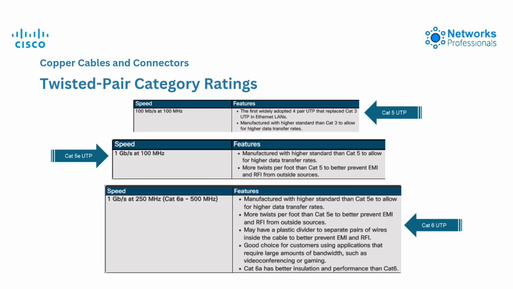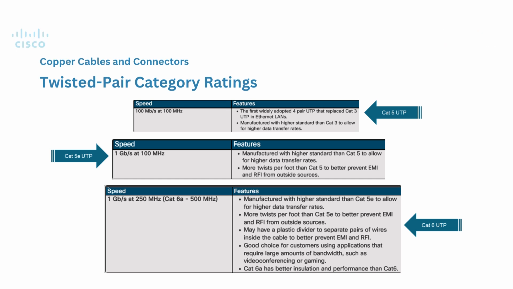CAT 6 UTP. Speed, up to 10 gigabits per second, for shorter distances. Bandwidth, up to 250 megahertz. Tighter twists and better construction for higher performance. Supports 10 Gbps Ethernet, up to 55 meters. Good for high-speed and future-proof networks.